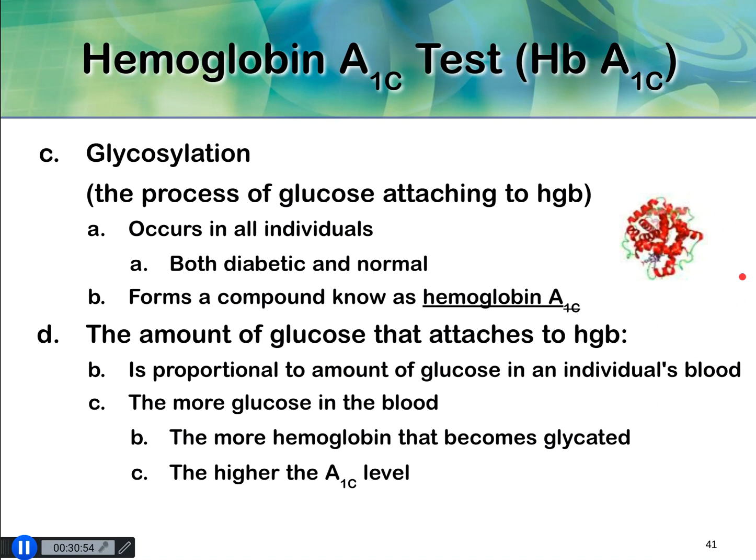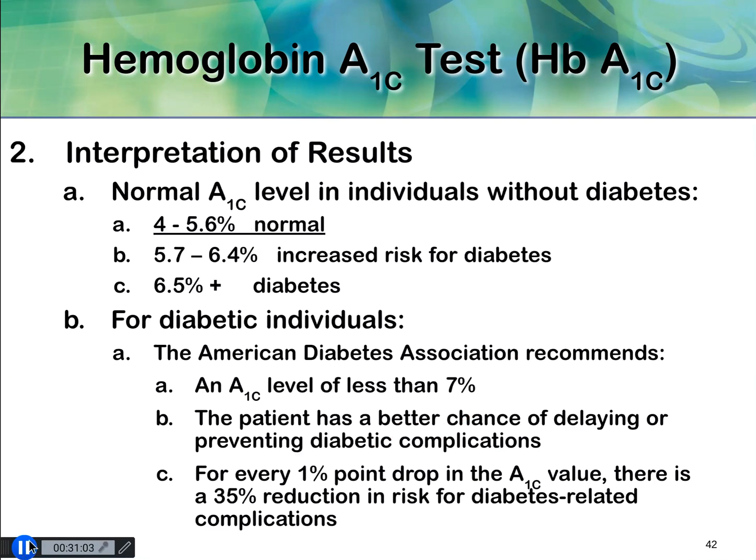The glucometer just gives us an instant reading of what the blood sugar level is at that second in time, but that can change quite frequently. So when interpreting these results, a normal A1C level in somebody who doesn't have diabetes usually would be 4 to 5.6%. And then from 5.7 to 6.4% of A1C, that's an increased risk for diabetes or pre-diabetic. And then 6.5% and above is typically how an unmanaged diabetic A1C level would be.